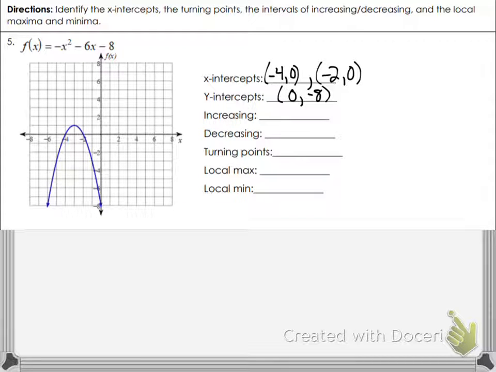Okay, increasing. Does everyone know what I mean when I say the graph is increasing or decreasing? We read it from left to right. If it's going uphill from left to right, it's increasing. If it's going downhill from left to right, it's decreasing. Does everyone see that? So here, it's increasing, increasing, increasing, because it's going uphill, left to right. Then it hits here, and it starts decreasing. It's going downhill from left to right. Does that make sense?